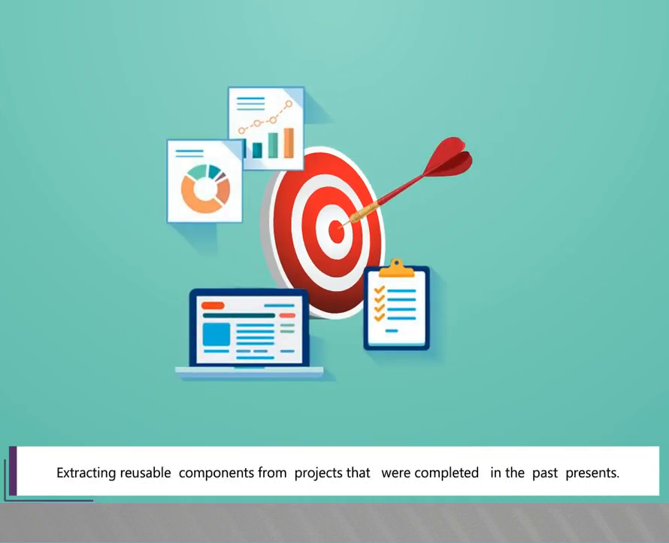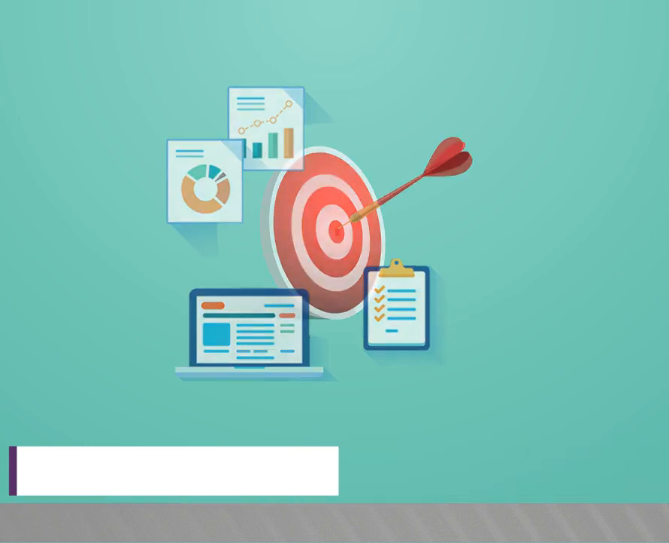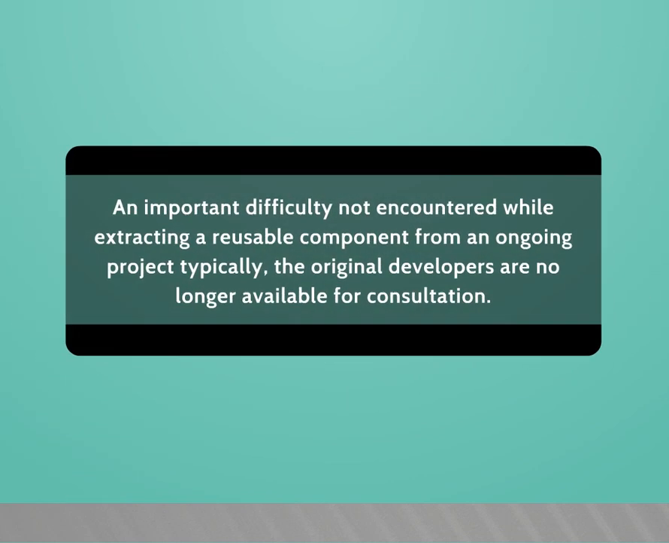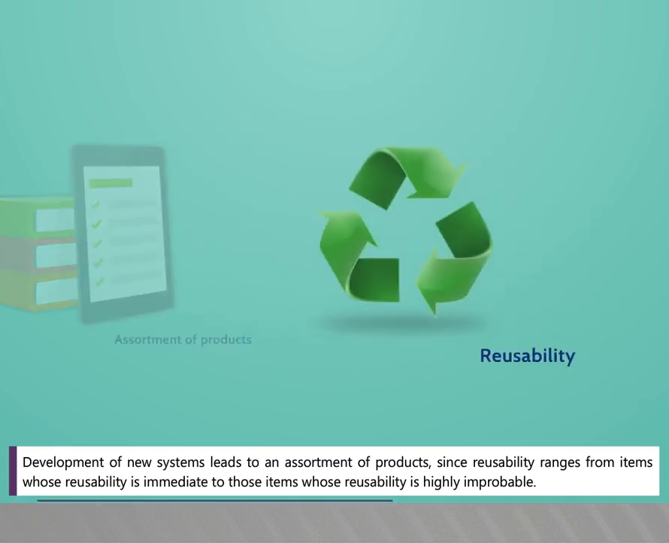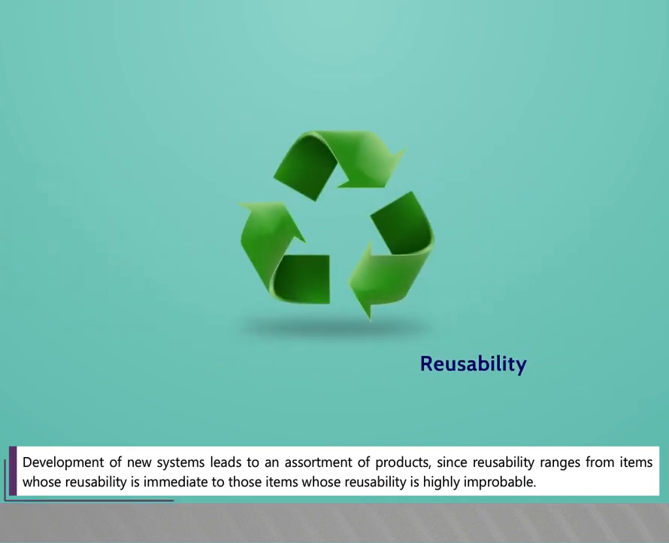Extracting reusable components from projects that were completed in the past presents an important difficulty not encountered while extracting a reusable component from an ongoing project: typically, the original developers are no longer available for consultation. Development of new systems leads to an assortment of products, since reusability ranges from items whose reusability is immediate to those items whose reusability is highly improbable.